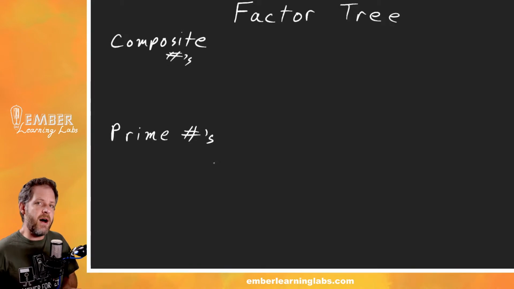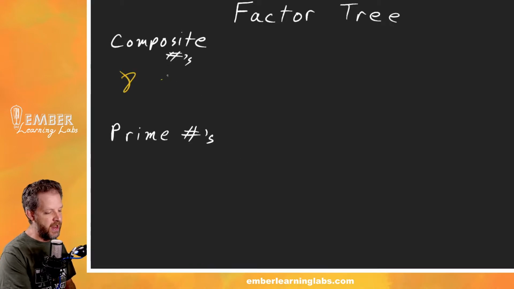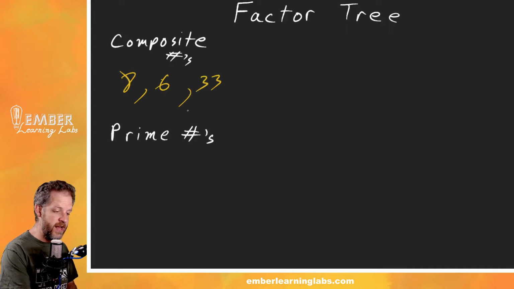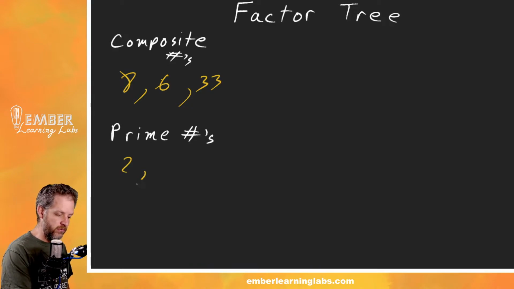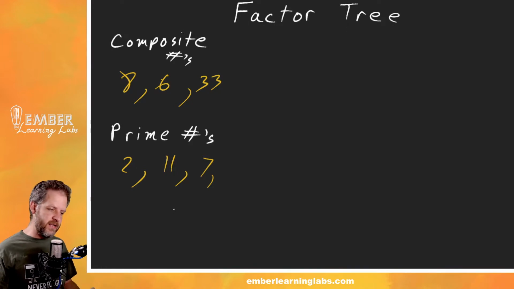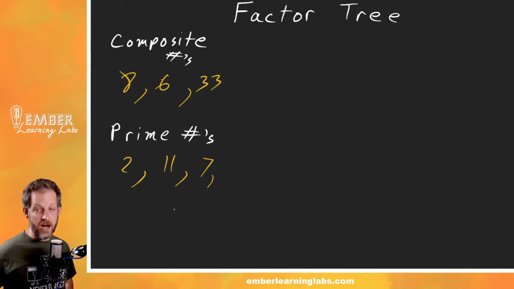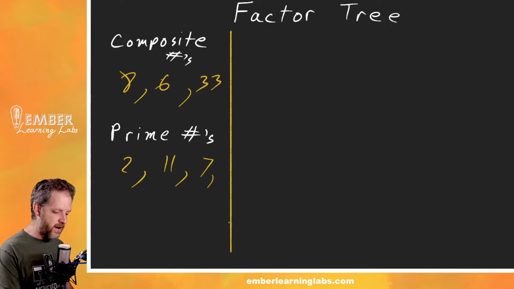So what is a composite number? A composite number is numbers like 8, numbers like 6, numbers like 33, okay? And prime numbers are numbers like 2. In fact, it's the only even prime number. 11, 7, all kinds of different numbers. Now, what does that mean? If you've never seen this, you may be thinking, there's no pattern. I'm confused. I'm scared. It's going to be okay. So composite numbers are numbers where they have factors.